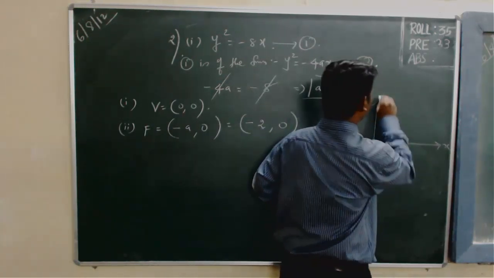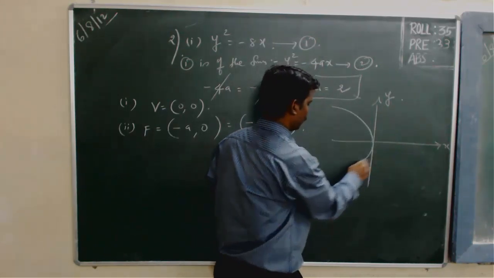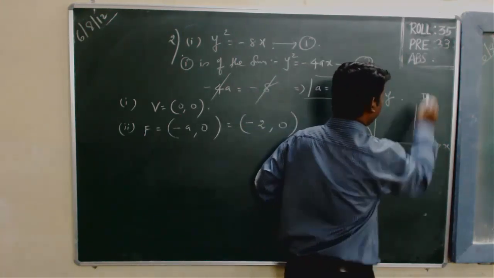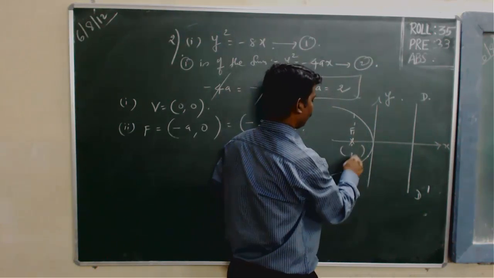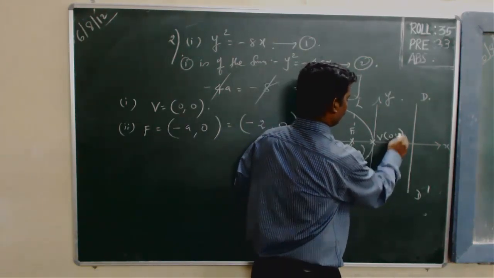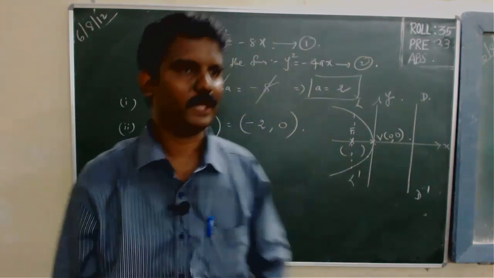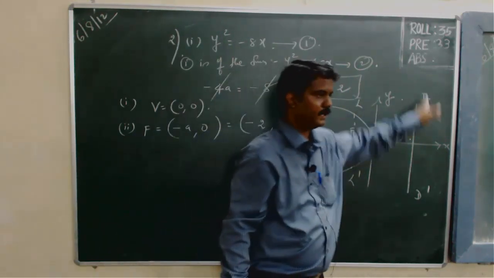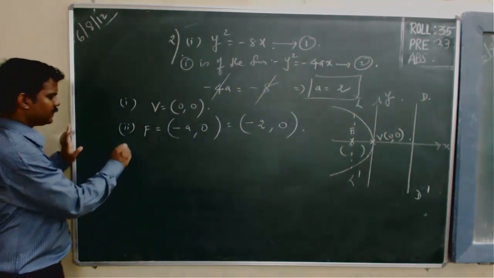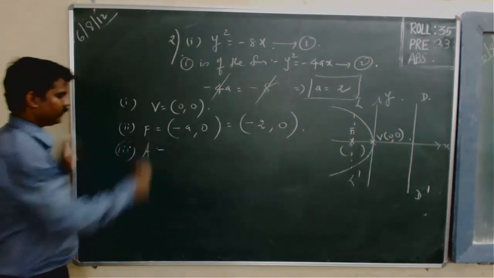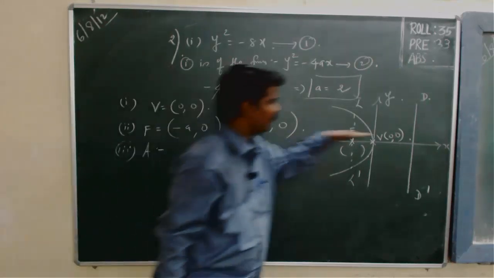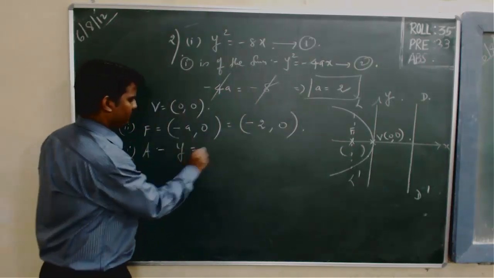You can draw the diagram and see; draw the diagram so that you get a clear-cut idea. Now this is the focus. This is called the directrix. And this is called the latus rectum. And this point is called the vertex of the parabola. This is the vertex, this is the directrix, and this is the latus rectum. We are going to find all of these. Number 3 is the axis. I have written a capital A for axis. Here the axis is the x axis, or y is equal to 0.